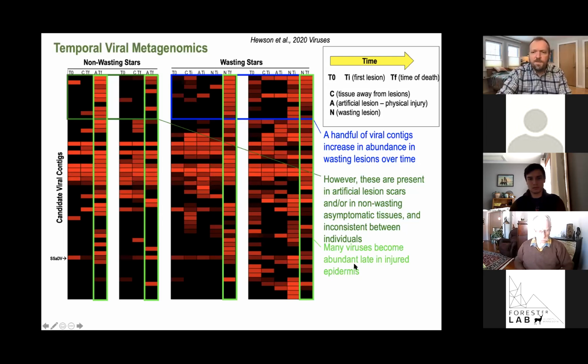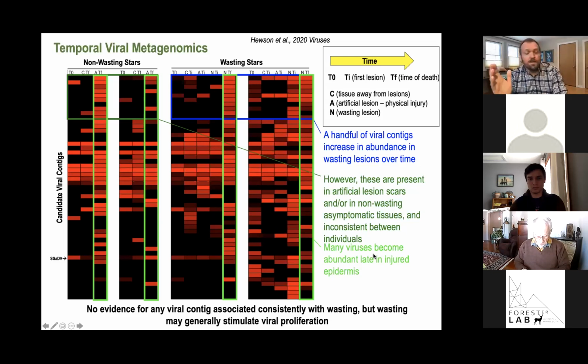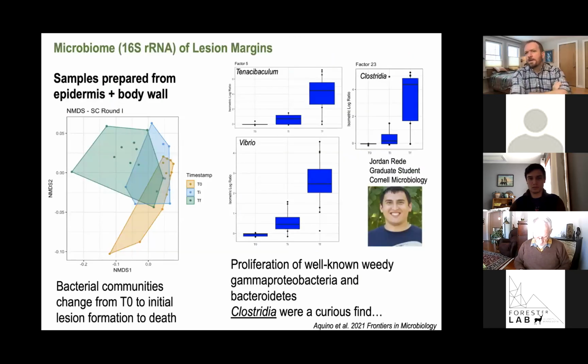So what we can say from this is that we don't have evidence for any viral contig associated consistently with wasting, but wasting may generally stimulate viral proliferation. And one of the reasons that we might have seen C-star associated densovirus associated with this wasting condition is that simply you have damaged tissue and that makes viruses more pronounced, more obvious, okay? So that sort of led us to look at bacteria.